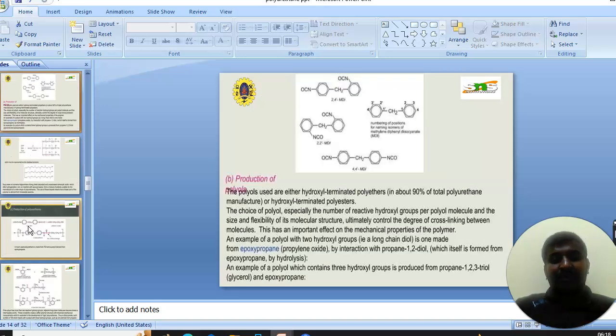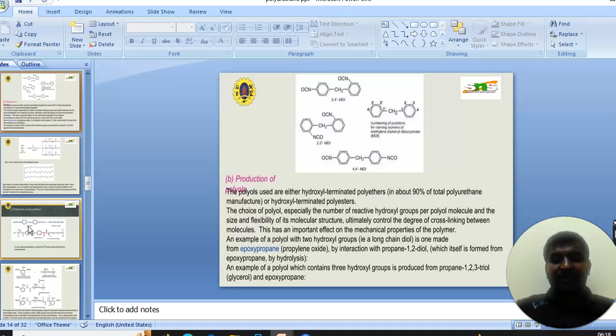Next, we will see the production of polyols. The polyols used are either hydroxyl terminated polyethers, in about 90% of all polyurethane, or hydroxyl terminated polyesters. The choice of polyol, especially the number of reactive hydroxyls per polymer molecule, and the size and flexibility of the molecular structure, ultimately control the degree of cross-linking between the molecules. They have an important effect on the mechanical properties of the polymer.